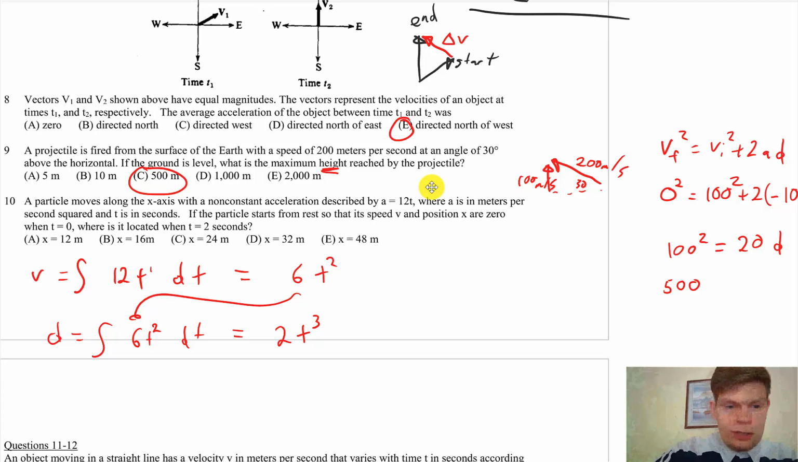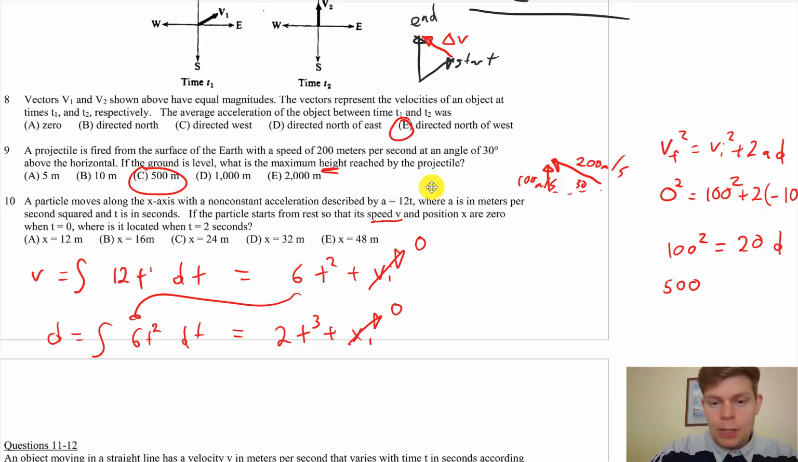If we sub in t for 2, because we're interested in displacement at time equals 2 seconds. By the way, we should have had a constant here, which in this case would represent our initial velocity. But speed v is 0 when t equals 0, so we can just ignore that because that's 0. And then this would be our initial position, but position is 0 when t equals 0, so we can ignore that. Yeah, if they put in different numbers here, we just have to sub those in.